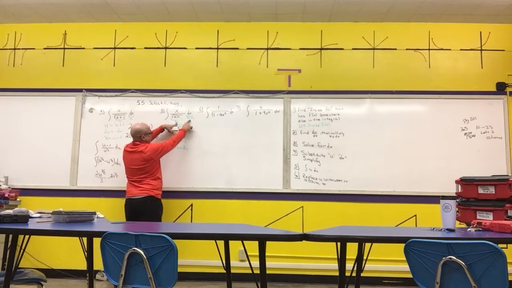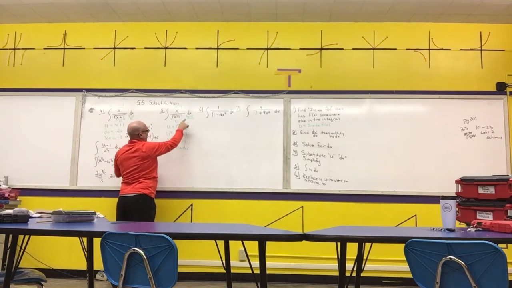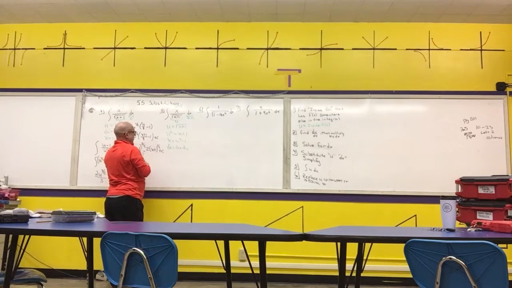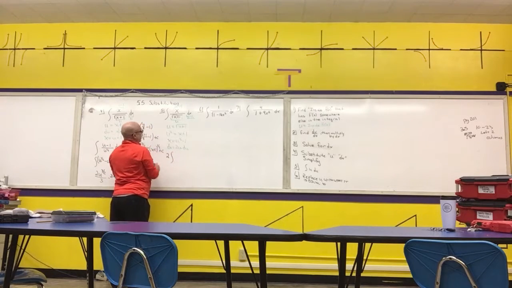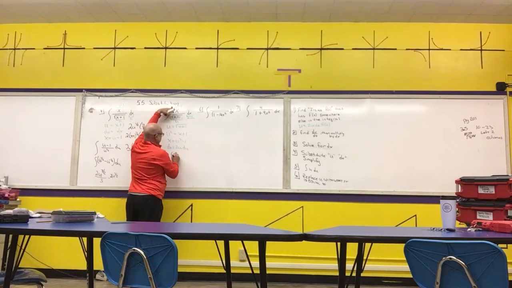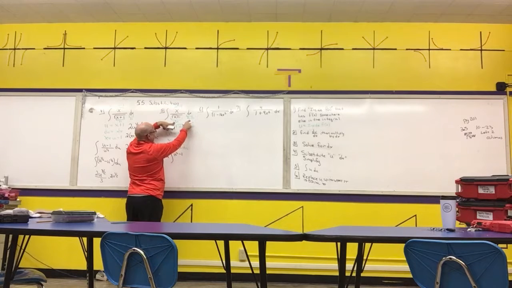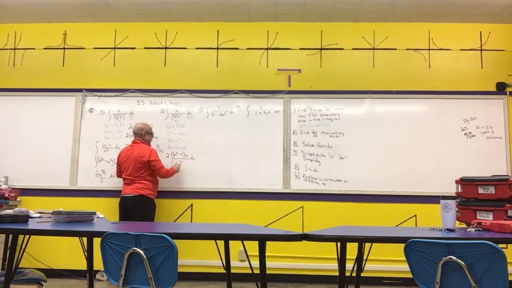Notice my u's are going to cancel, and I would end up with 2 times that. And I can pull the 2 out in front. And that's what I'm going to do. So I'm going to end up with the integral of 2 u squared minus 1, and what's times u over u du. My u's cancel, so I end up with 2 times the integral of u squared minus 1 du.